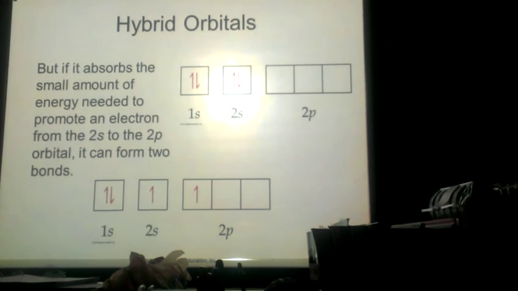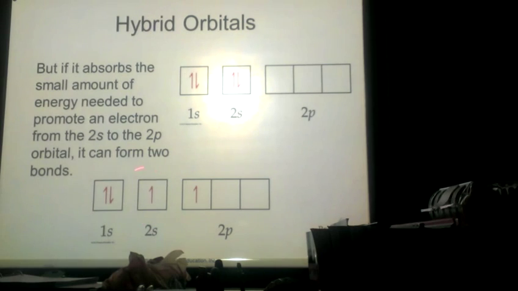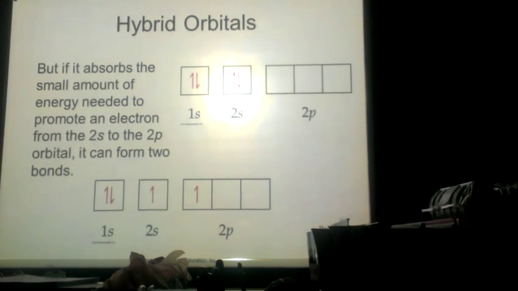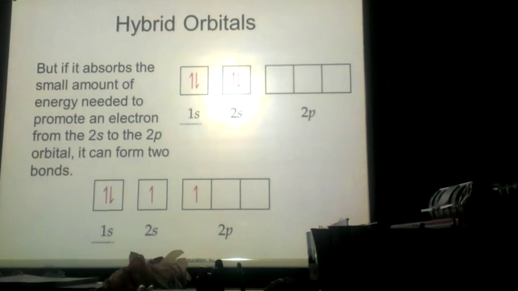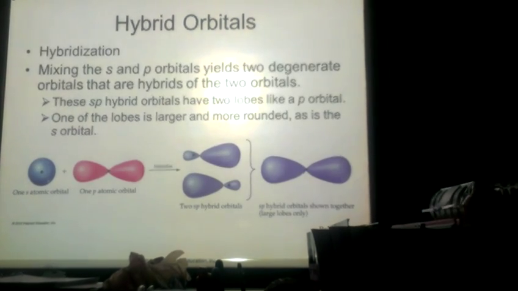Okay? But there's a problem here, and that's because, are these bonds going to be the same? If I bond, let's just say, fluorine to the 2p, and then another fluorine atom to the 2s, those bonds are not going to be identical. And when we look at beryllium fluoride in nature, we actually find that the bond lengths of both of them are equal. So if this doesn't work, what do I do now?